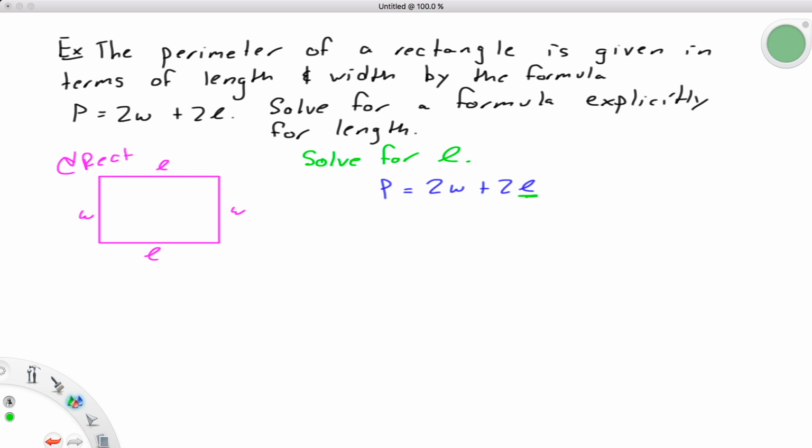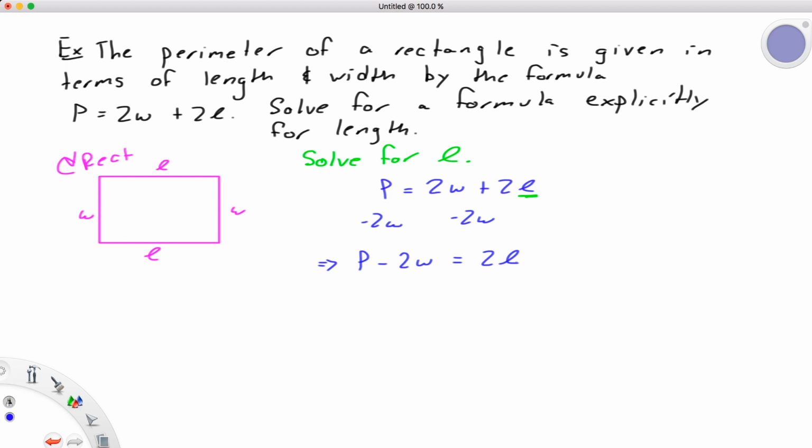So for example, we've got this plus 2W over here. If we want to get rid of that to get L by itself, well, we're going to have to subtract 2W from both sides, right? And of course, we've got to do it from both sides in order to maintain equality. Once we do that, on the left-hand side, we'll have P minus 2W. We can't actually combine these because they are not like terms, but we've got P minus 2W and then 2L left on the right.